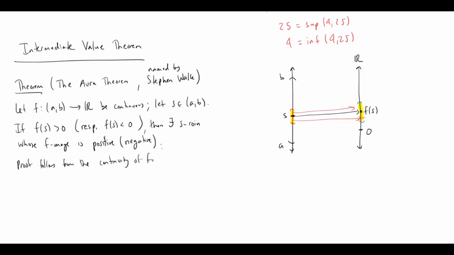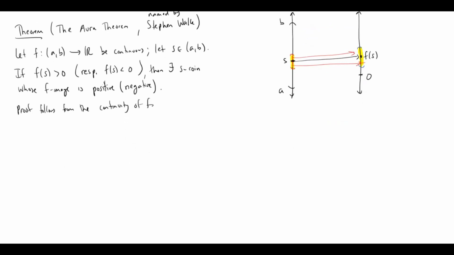All right, see the thing I explained? We know for every f of s coin, there is some s coin which is going to map into this f of s coin, but this f of s coin is positive. Okay, so that's that. All right, so we want to use this in the proof of the intermediate value theorem. So that's why I have it first. So our second theorem, the intermediate value theorem.